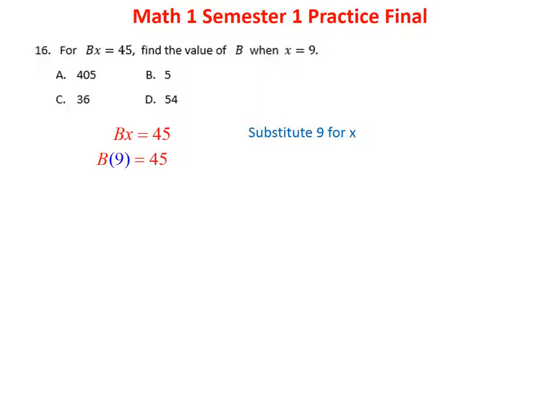Now we solve the equation. We undo b times 9 by dividing both sides by 9. That becomes a 1, so I'm left with b equals 45 divided by 9, which is simply 5. And so the answer is B.